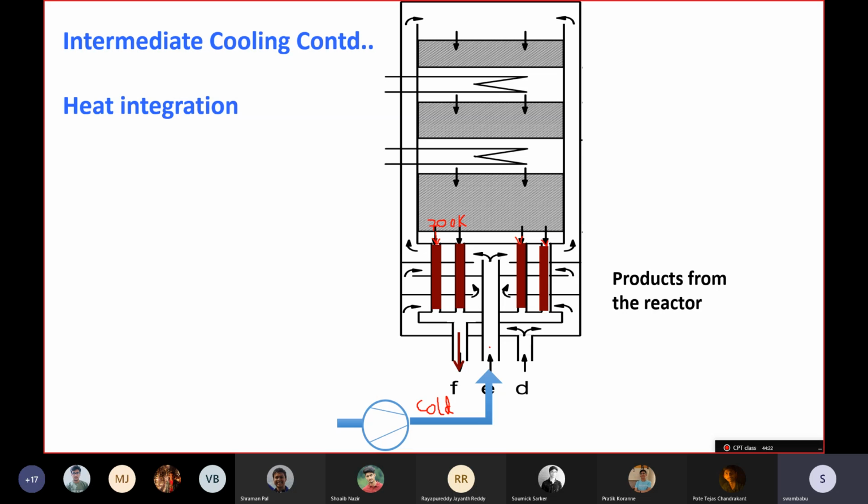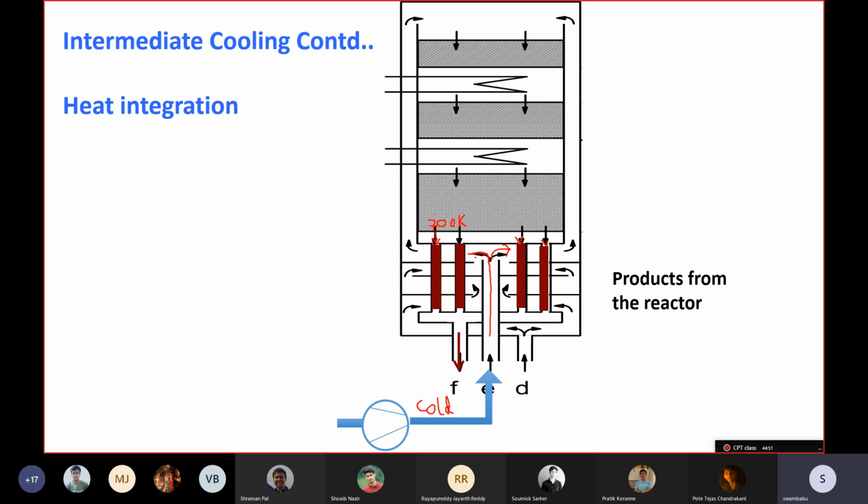The feed is introduced at the center pipe. Then the stream is divided in two. Some gas goes to the left-hand side, some gas goes to the right-hand side. Here we have intermediate tubes, the red colored tubes, through which the products are leaving.